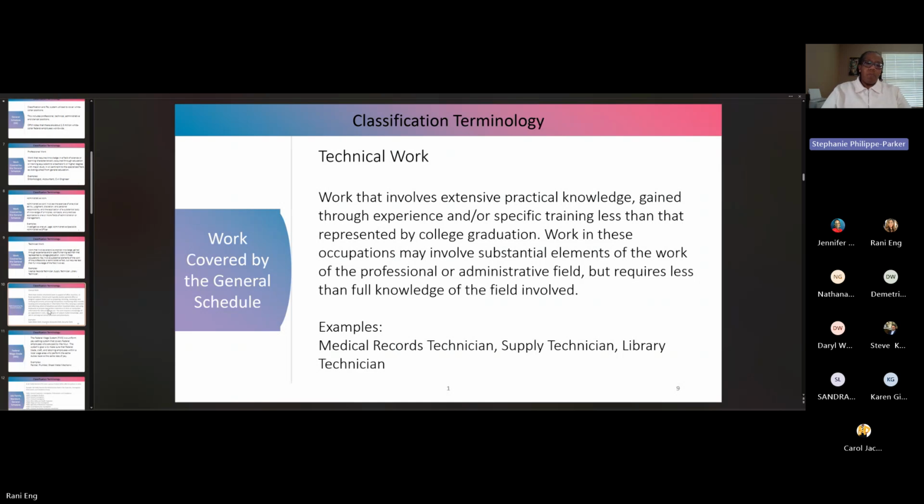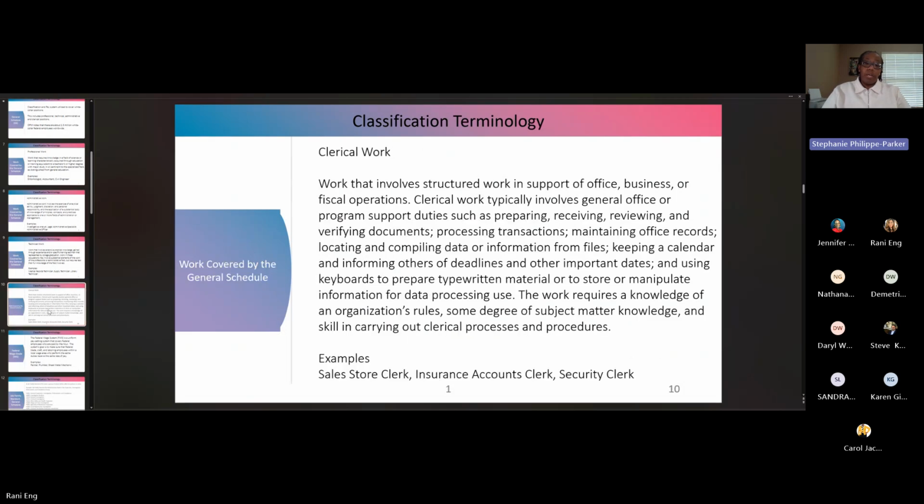This is the last area of work here, which is the clerical work. This work involves basically what you would think clerical work would do. They support folks in an office, business, or fiscal operations. They're verifying documents, maybe processing transactions, maintaining records, dealing with deadlines, things of that nature. Some of the examples I listed down there at the bottom are sales store clerk, insurance account clerk, or security clerk.